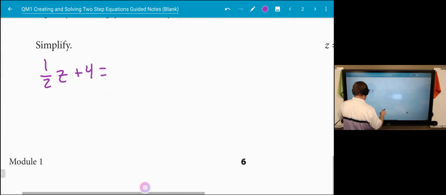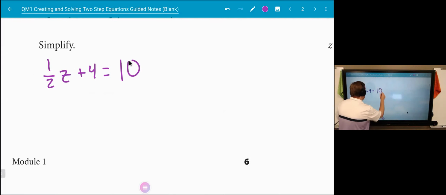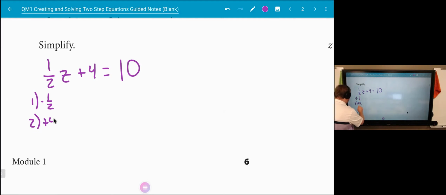Equals 10. Again, if the equal sign isn't there, what would we do? If I knew what z was, I'd be multiplying by half, and then to that I would add 4. So to undo these things, I would have to subtract 4 and then divide by half.